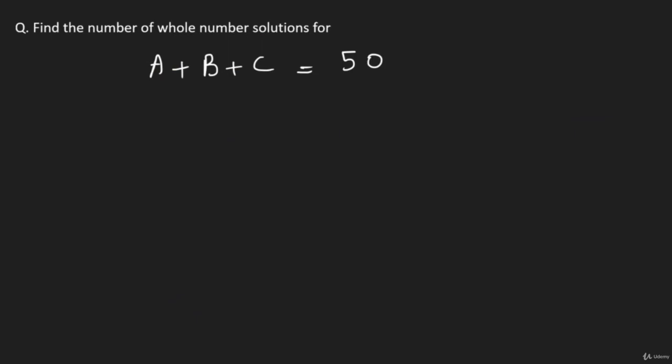Let's do a question. Find the number of whole number solutions for A plus B plus C is equal to 50.